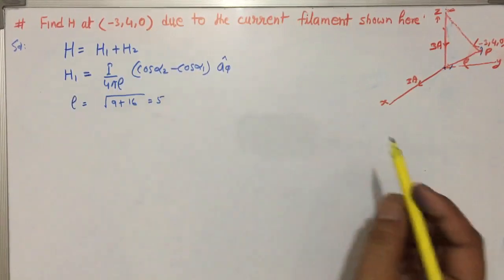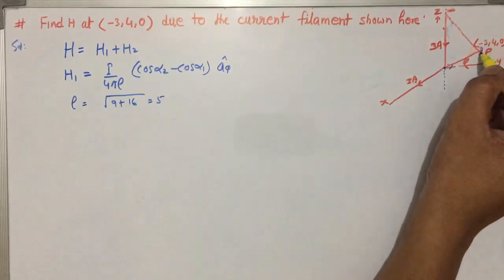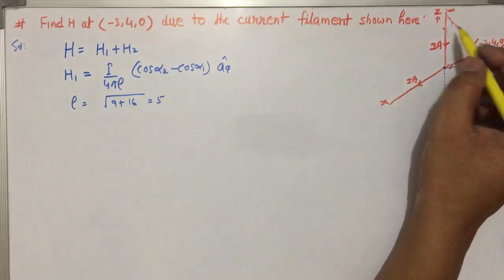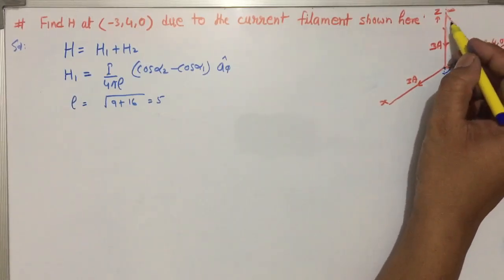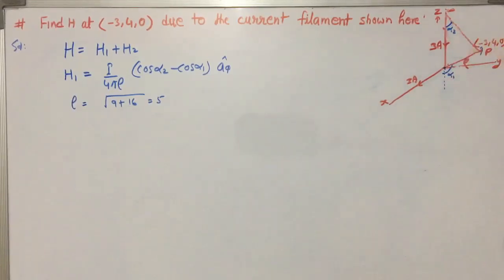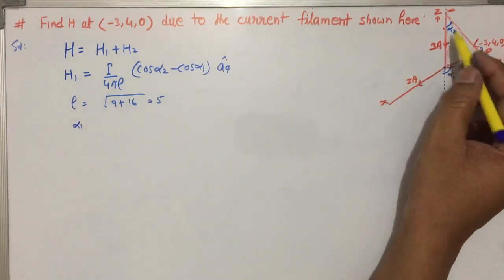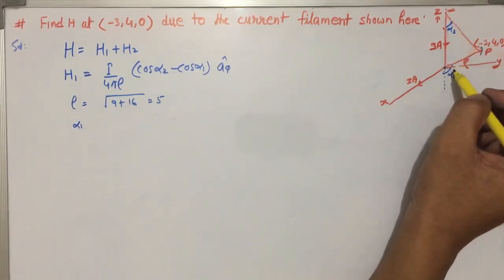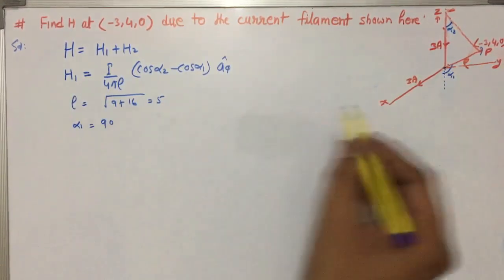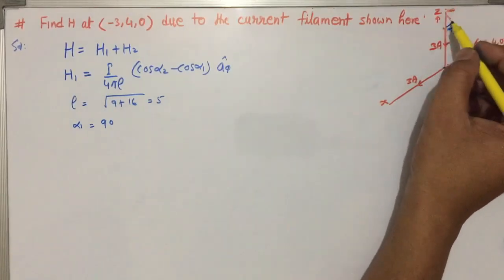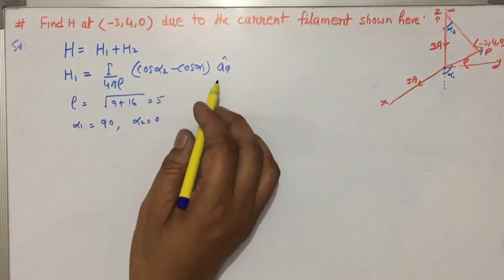Now the second thing is alpha 2 and alpha 1. If we extend this, we know that alpha is the angle from the z axis. So this is our alpha 1 and this is our alpha 2. We have studied this already. If the line is infinite and perpendicular, then alpha 1 will be 90 degrees, and alpha 2, in the case of infinite length, will be 0. So rho and alpha are known. Now a phi is required.